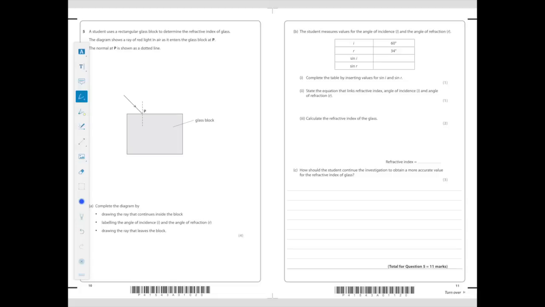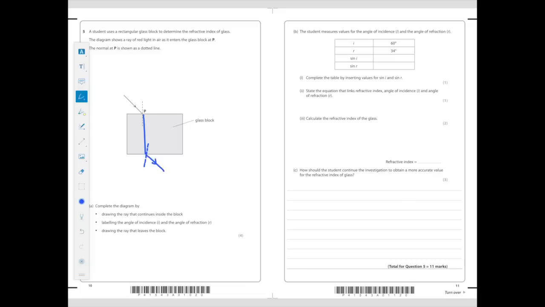So use your ruler here and a pencil. Remember, as it enters the block, it enters a more dense medium, so it bends towards the normal, which is why I'm doing it here. We need to draw a second normal line down here, try and draw that more straight than I have. And then remember, as the ray leaves, it is again parallel to the ray that came in, which is why I'm doing it at this angle.